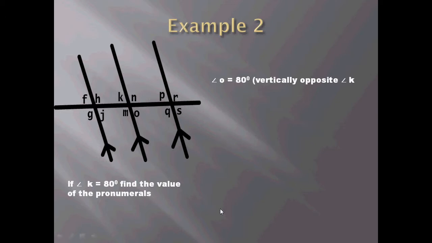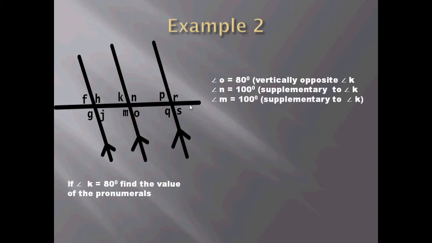Okay girls, you've had a chance now to try and work those out, and now I'm just going to go through them with you. N is supplementary to K, so K plus N are angles on a straight line, so there N has to be 100 because K is 80, so 100 plus 80 is 180. M is 100, it's also supplementary to K on this line here.